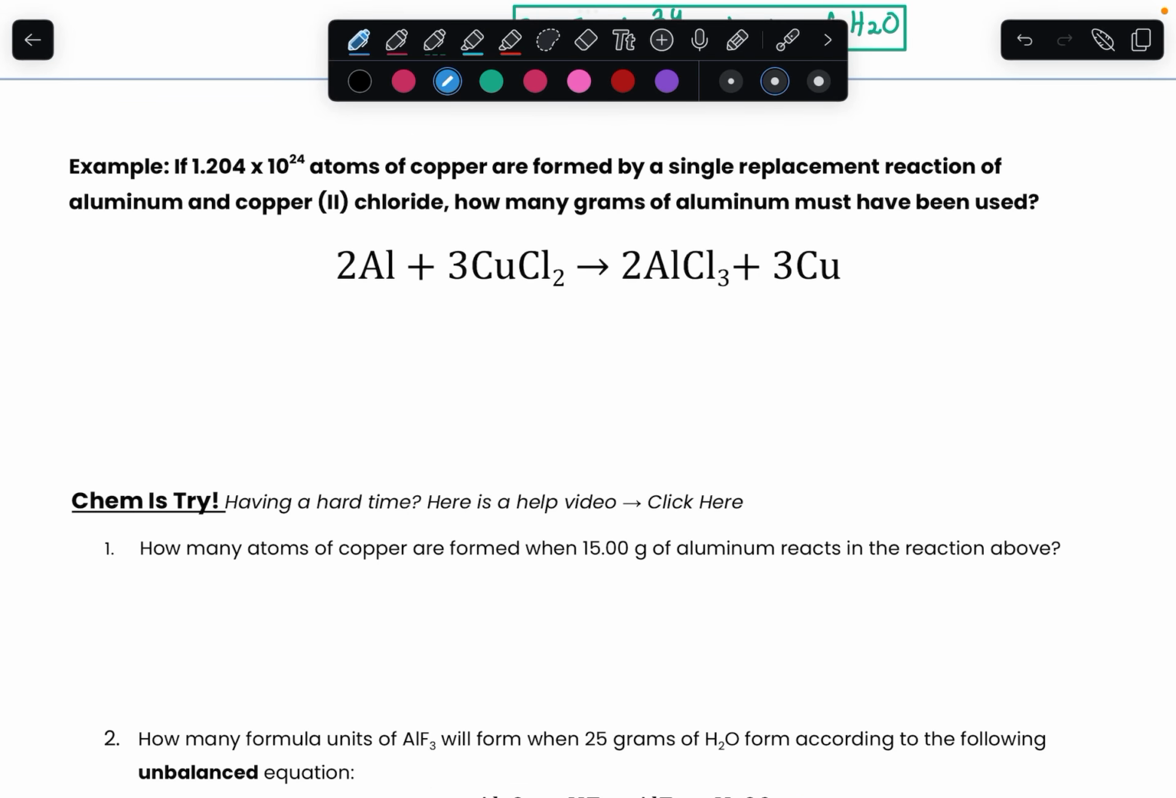Let's go ahead and do the next example on this worksheet. This example says if 1.204 times 10 to the 24th atoms of copper are formed by a single replacement reaction of aluminum and copper 2 chloride, how many grams of aluminum must have been used? In this case, we are given, as our given, 1.204 times 10 to the 24th atoms of copper.